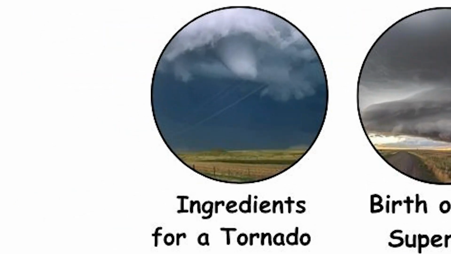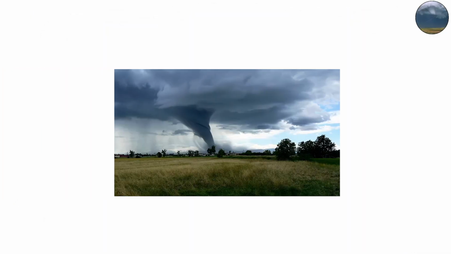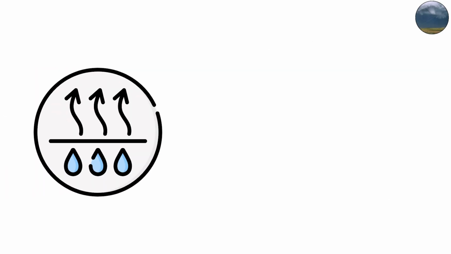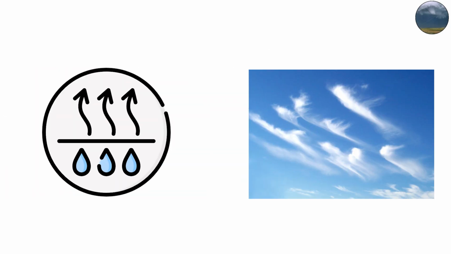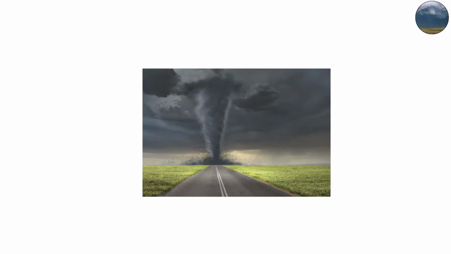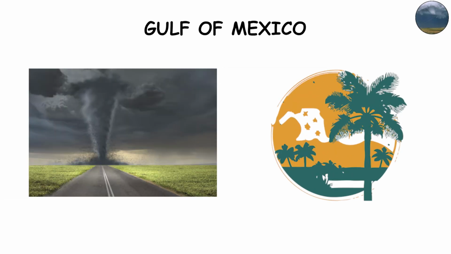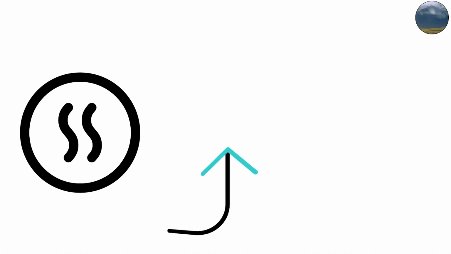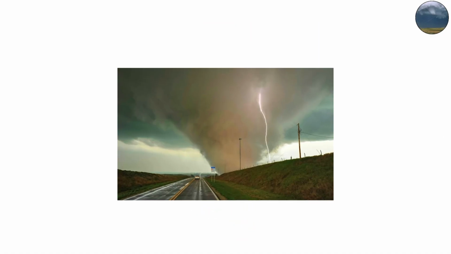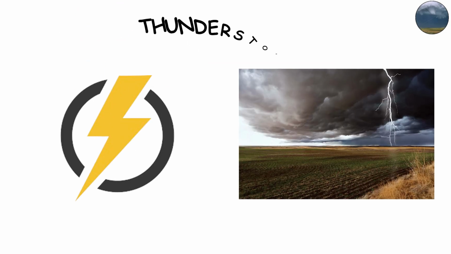The perfect ingredients for a tornado. Tornadoes don't appear out of nowhere. They need the atmosphere to line up three key ingredients: moisture, instability, and wind shear. Moisture comes from warm, humid air near the ground, often traveling north from the Gulf of Mexico. Above it, cool, dry air moves in from the west. When the two meet, the warm air rises rapidly, creating instability. That's the energy that fuels thunderstorms.